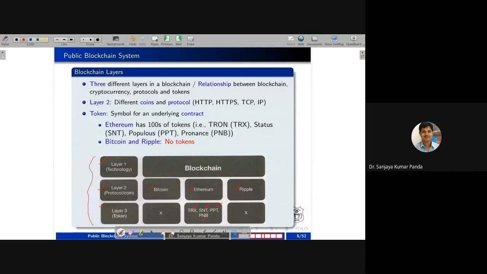Like the banking system also sometimes issues tokens to avoid the rush, right? So some technologies, some cryptocurrencies have tokens in such a system. In the Ethereum case also you can see these are the popular tokens. But what about Bitcoin and Ripple? In the Bitcoin and Ripple case you will not find any token. Tokens are there in the case of Ethereum only.